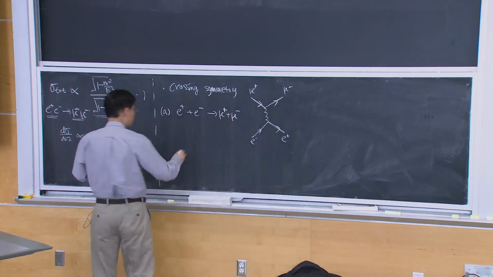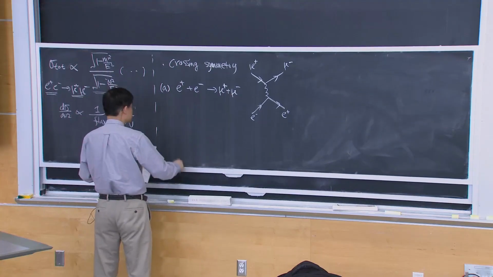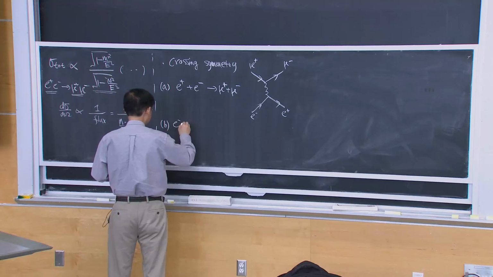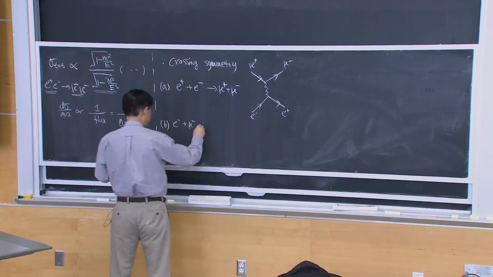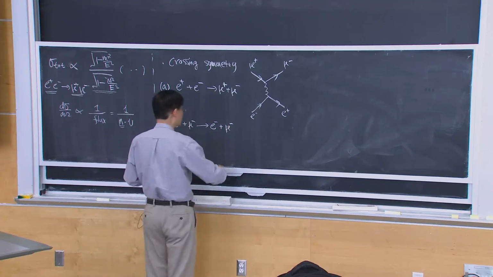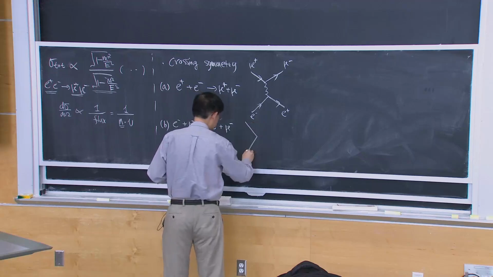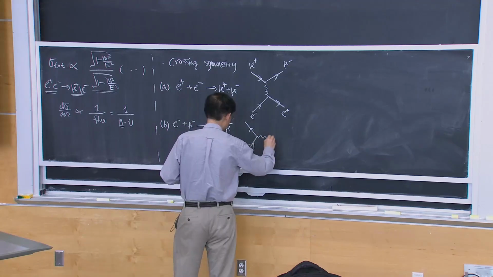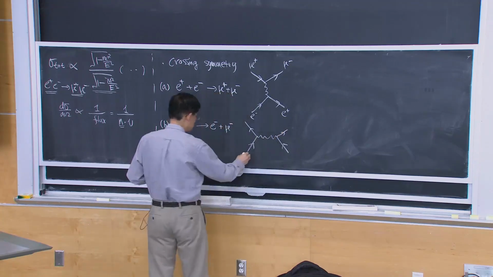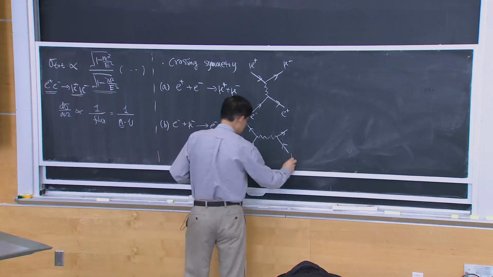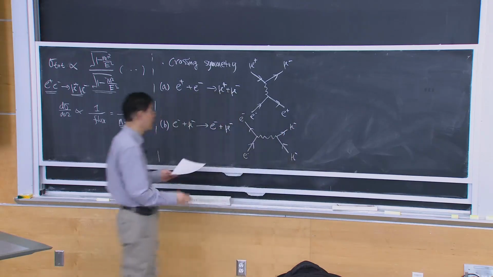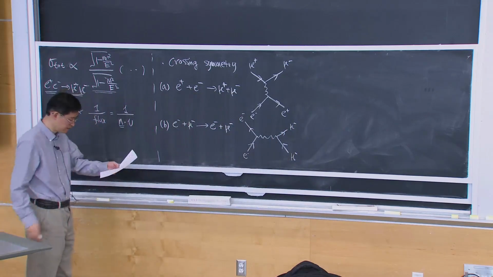There's also another process. Let's consider another process, which is e- mu- going to e- mu-. The Feynman diagram for this is given by this. This is the e- and mu- as the initial state now, and this is the e-, and this is the mu-. Again, only one diagram contributes.